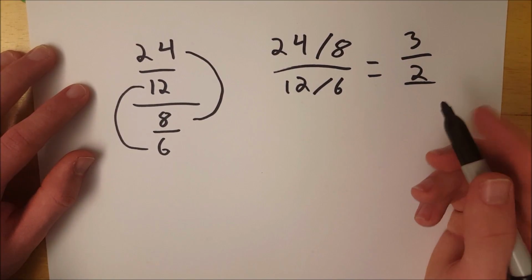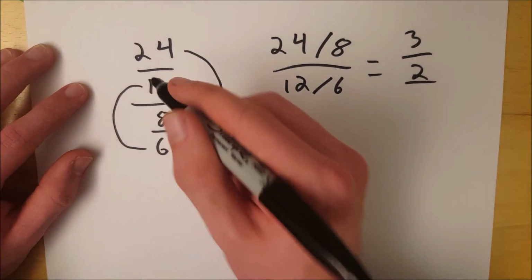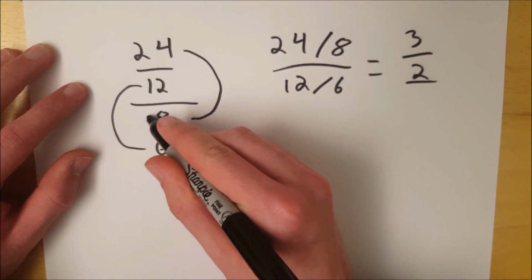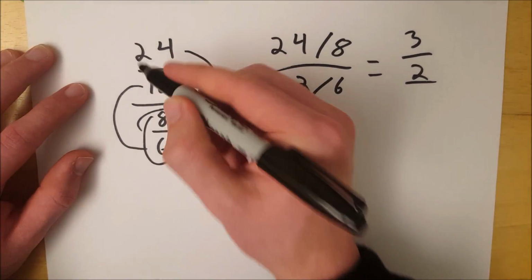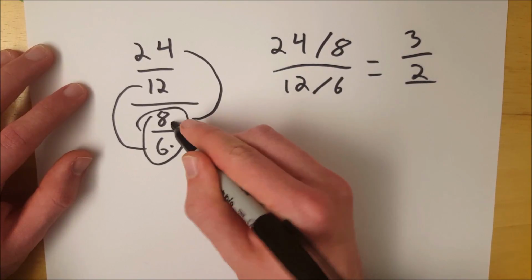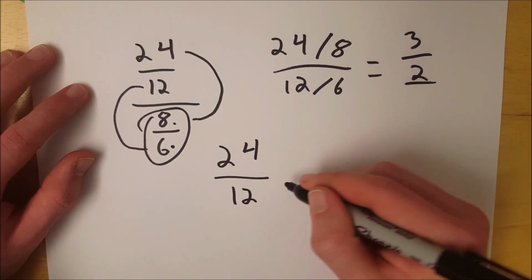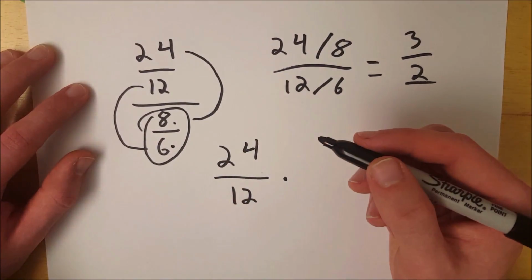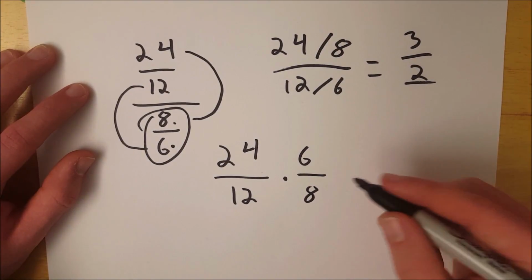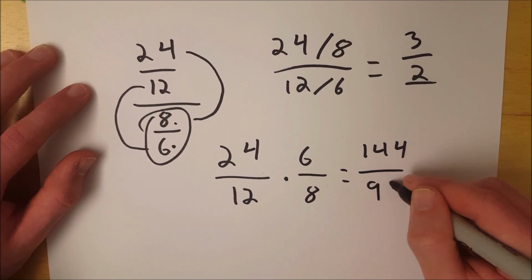But the much easier way to divide by fractions is to multiply by the reciprocal. So 24 over 12 divided by 8 over 6, this is the one that you will multiply by its reciprocal. So instead of dividing this by 8 over 6, multiply it by 6 over 8. So this is 24 over 12, and now to divide it by 8/6, we're multiplying it by the reciprocal, which is 6/8. So we multiply it by 6 over 8, and this is going to give us 144 over 96.